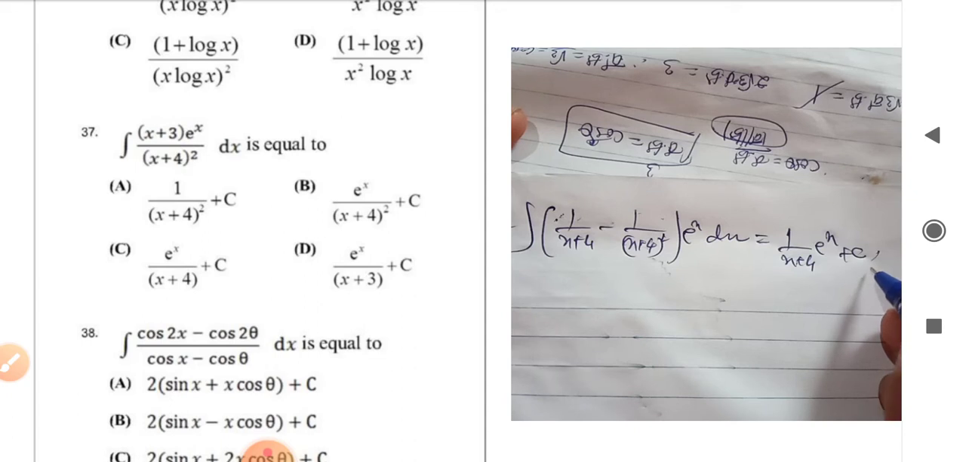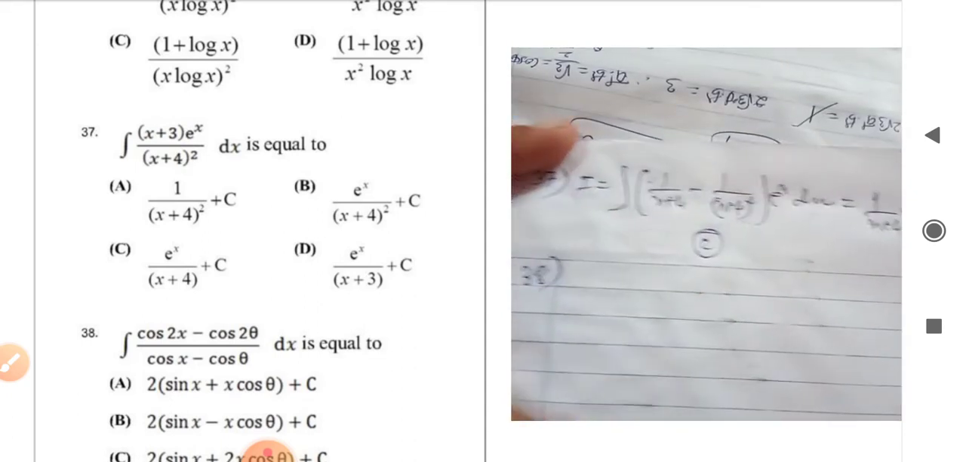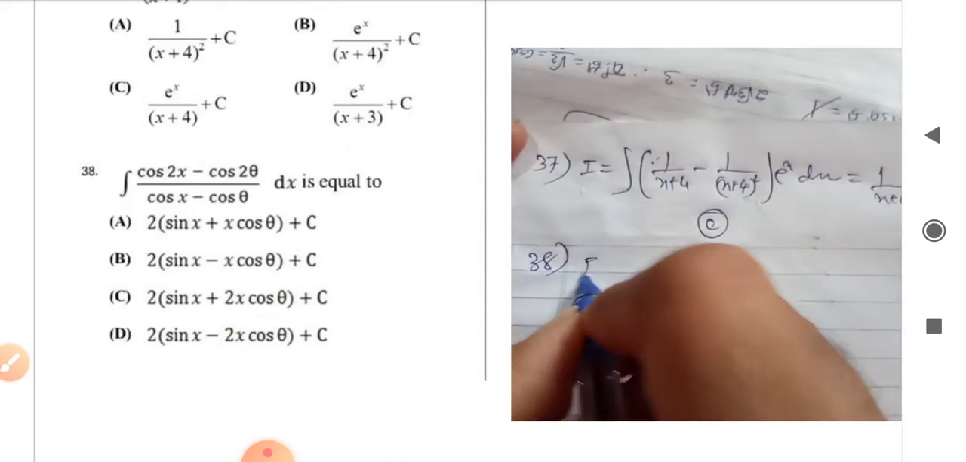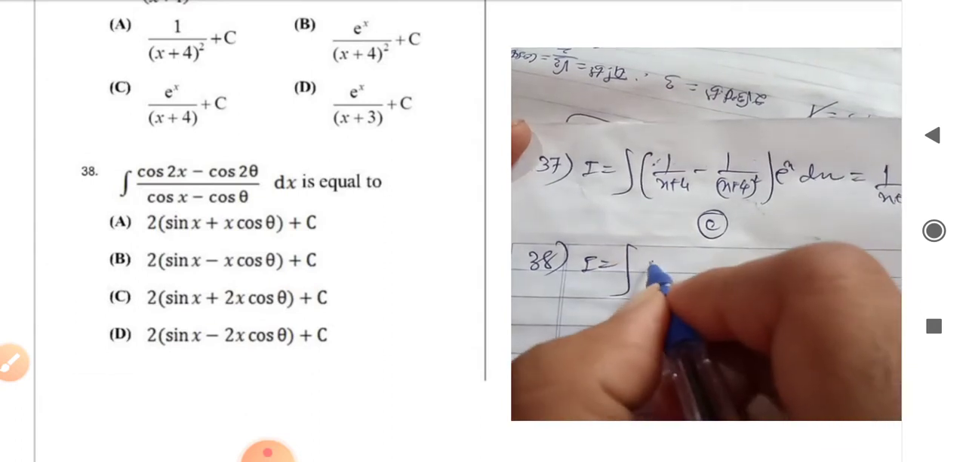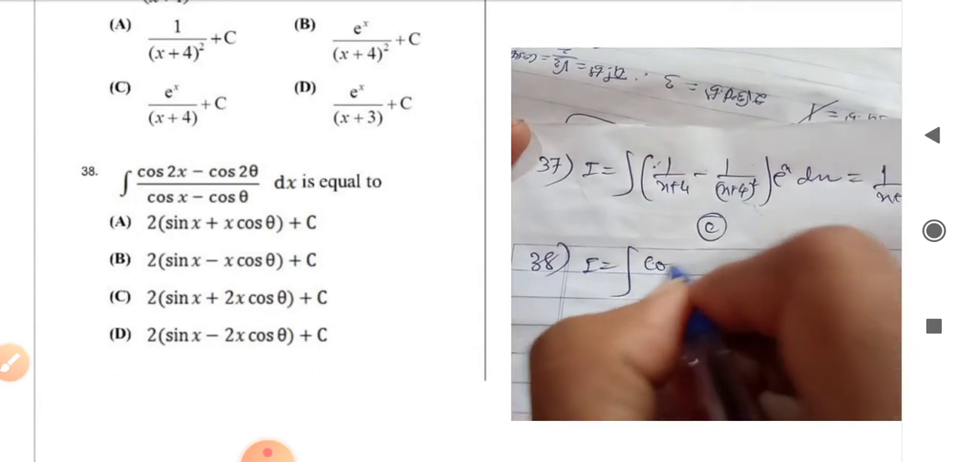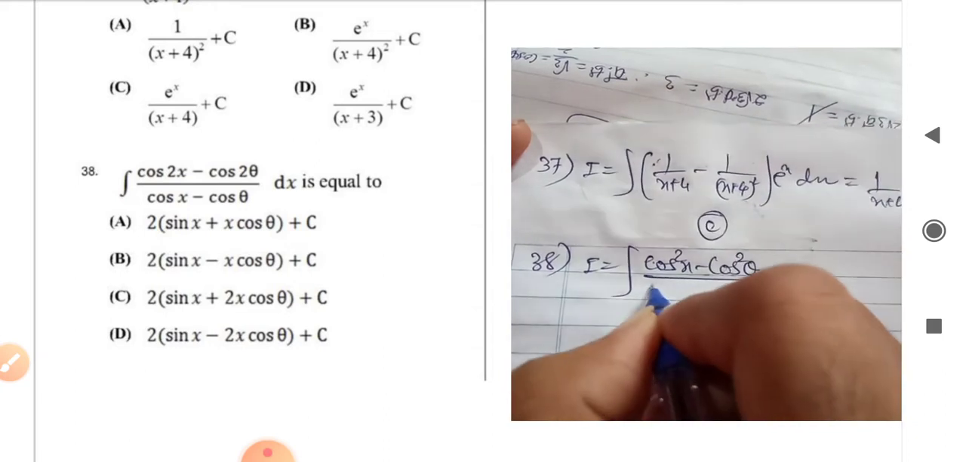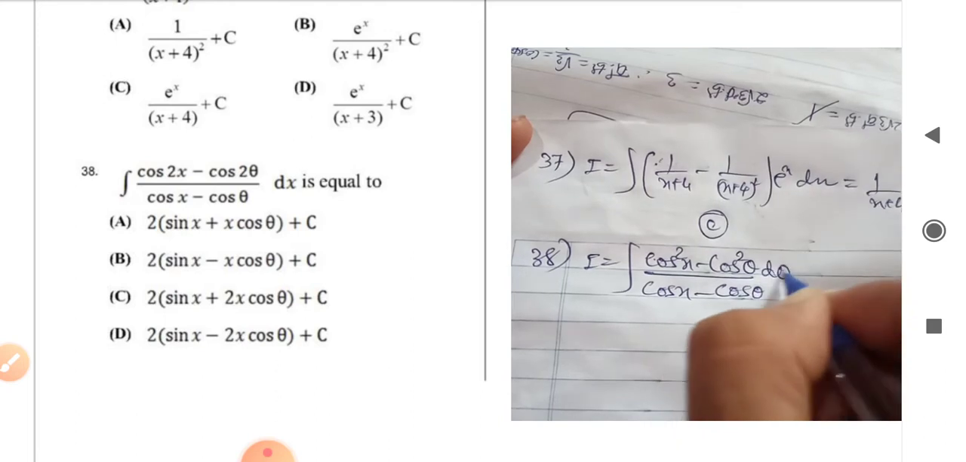37th it is C, not B, it is a C. 38th problem, look at this. They have given cos 2x minus cos 2 theta. This problem can be solved in many ways. Directly I will write it as 2 cos 2x minus cos 2 theta, it is cos square x minus cos square theta divided by cos x minus cos theta dx.